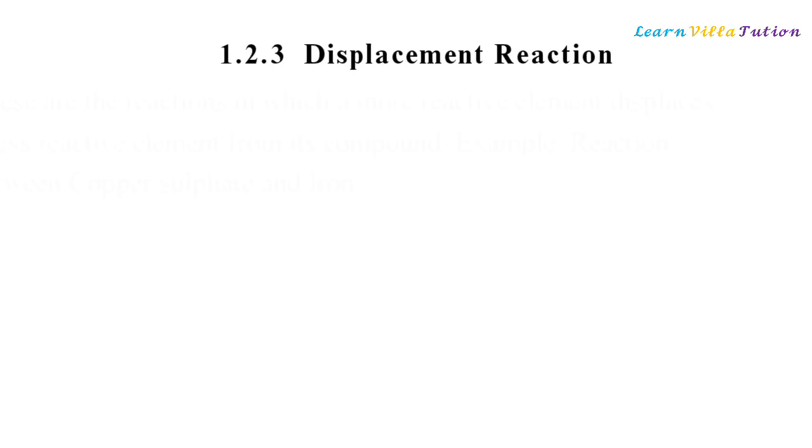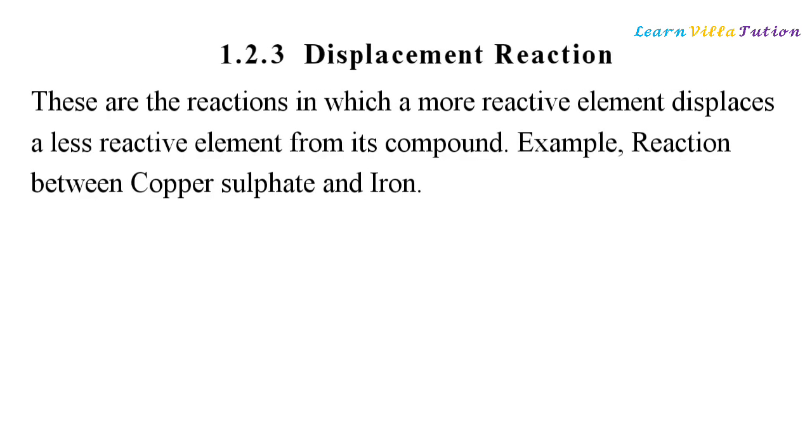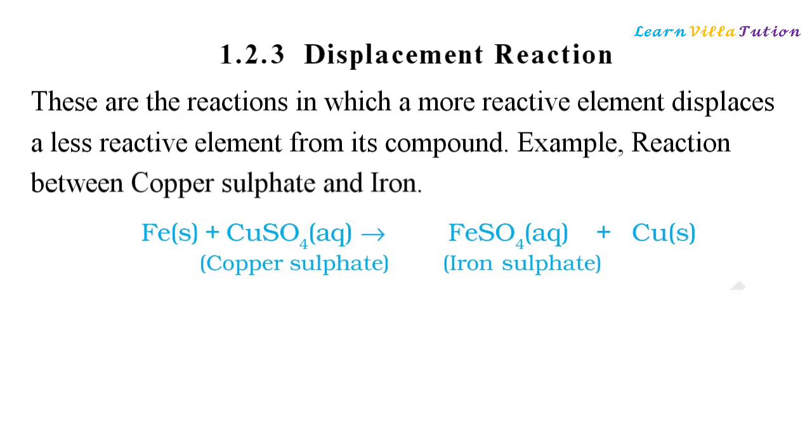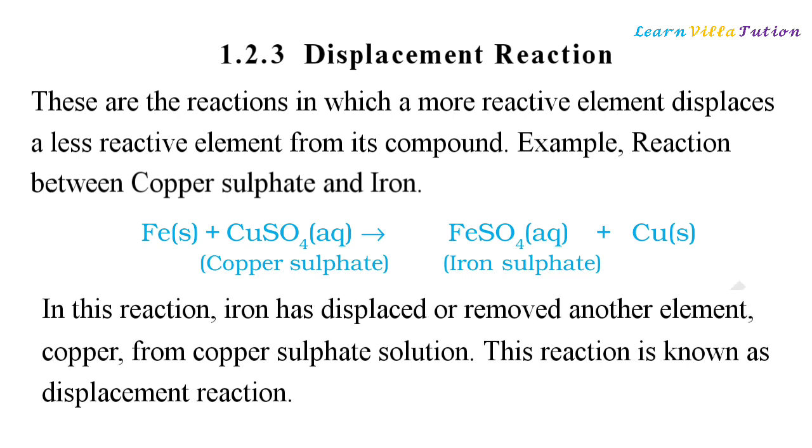Displacement reaction. These are the reactions in which a more reactive element displaces a less reactive element from its compound. Example: reaction between copper sulfate and iron. In this reaction, iron has displaced or removed another element, copper, from copper sulfate solution. This reaction is known as displacement reaction.